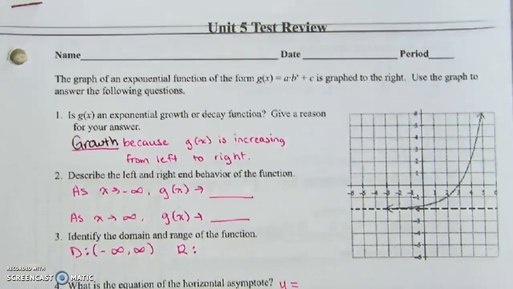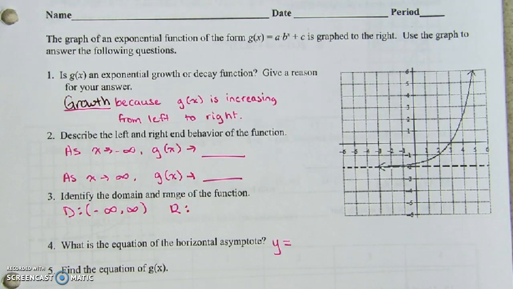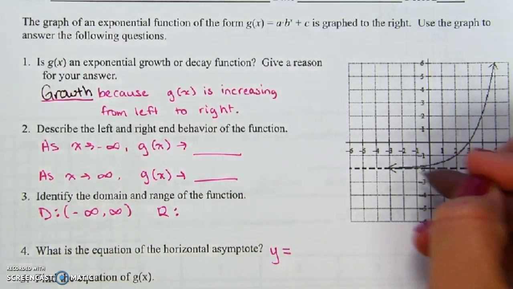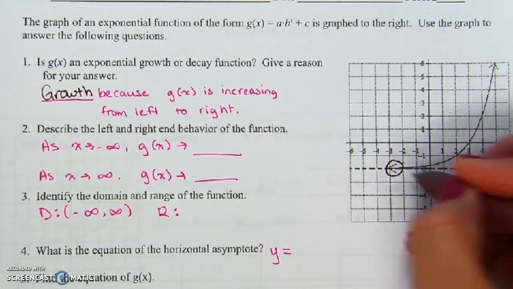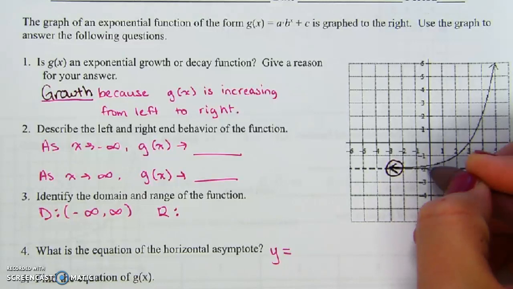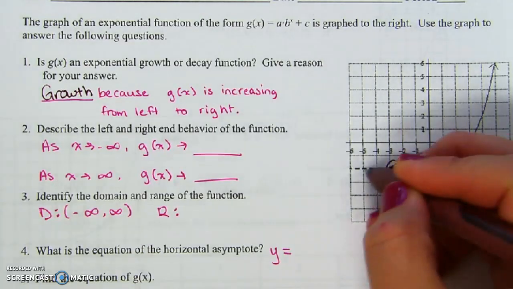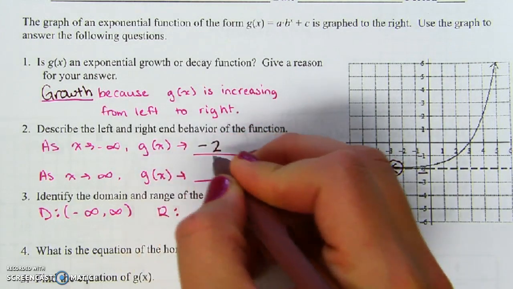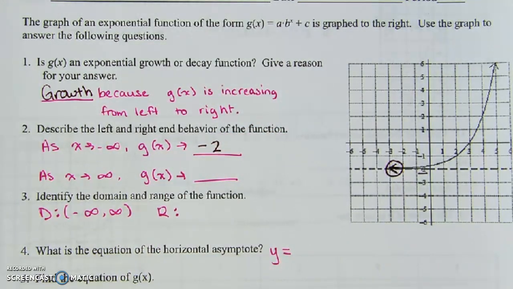Sorry if you can. Okay, let's talk about the left and right end behavior of the function. As x goes to negative infinity, circle this. What's the y value? This y value is at -2. So if you have a horizontal asymptote, then we say the function is approaching -2. And as x goes to the right, then we're going up to positive infinity.